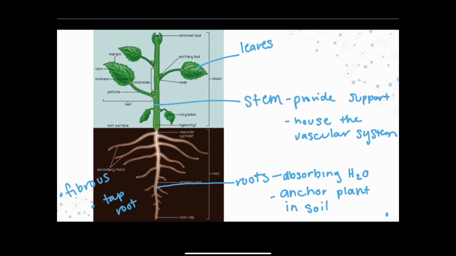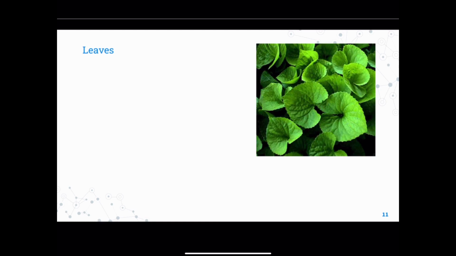And the last thing that we are going to talk about is leaves. And I have a whole separate slide for leaves because leaves are extremely important. Okay, they are the main photosynthetic organ in plants. And what does photosynthetic mean? It means that they are going to do photosynthesis. So again, they're the main photosynthetic organ in plants.